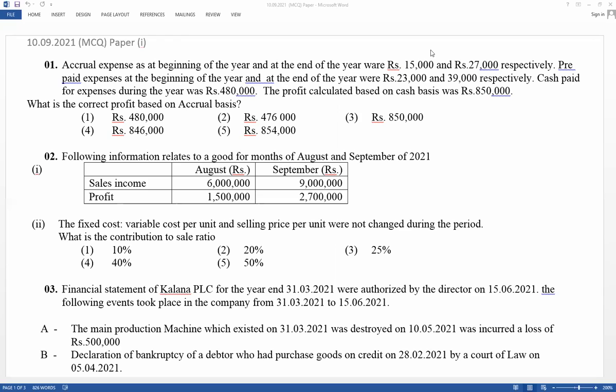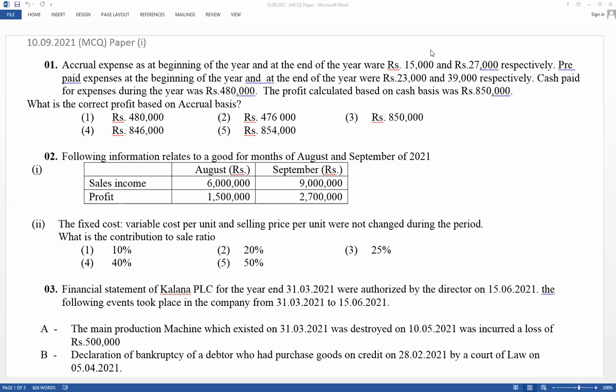Total fixed cost divided by contribution per unit equals break-even point quantity. And total fixed cost divided by CS ratio equals break-even point value. Break-even point value can be calculated as break-even point quantity into selling price also.